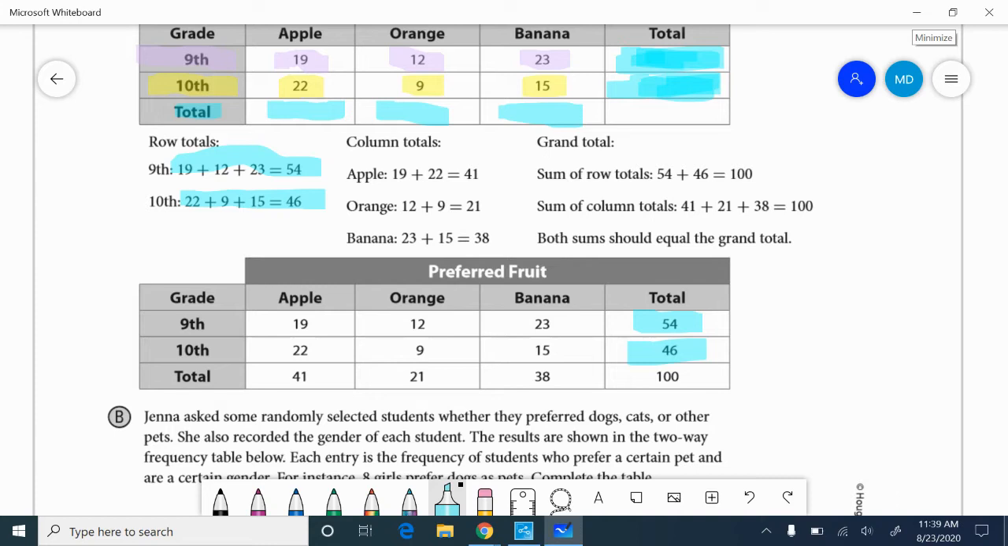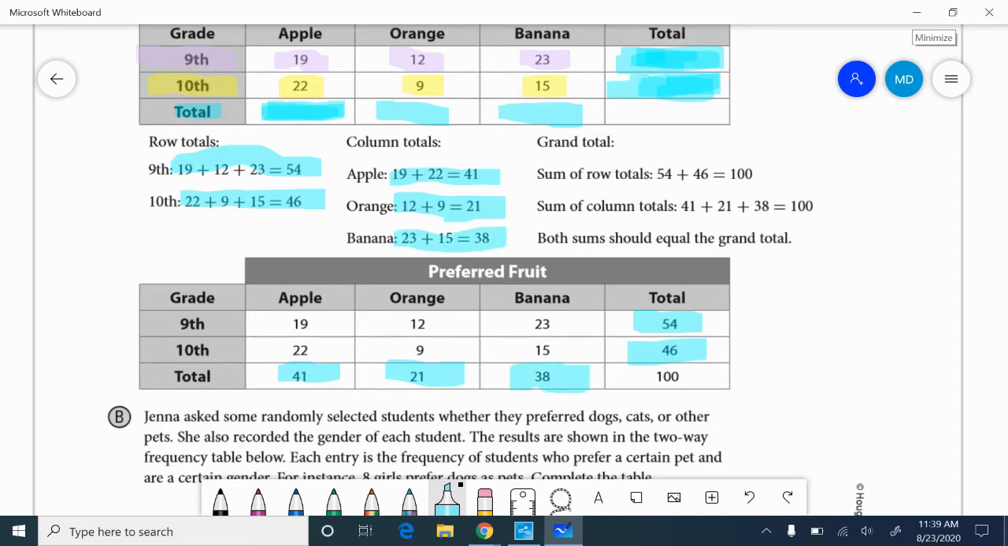Our column totals for apples, that's this column. 19 plus 22 is 41, so 41 is showing up here. Oranges, 12 plus 9 is 21. 21 is going in the bottom of that column. Banana, 23 plus 15 equals 38.